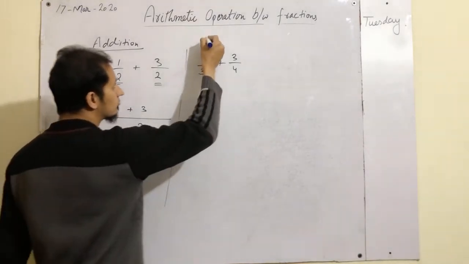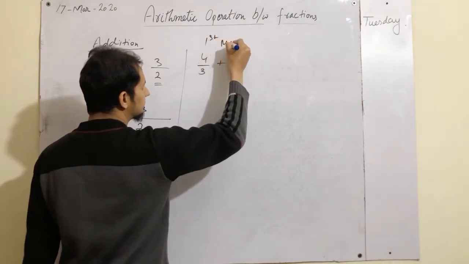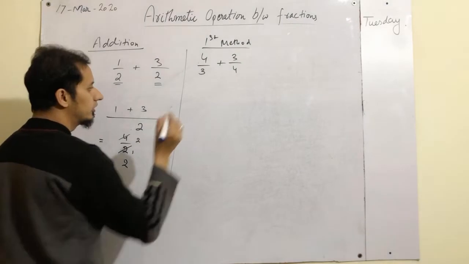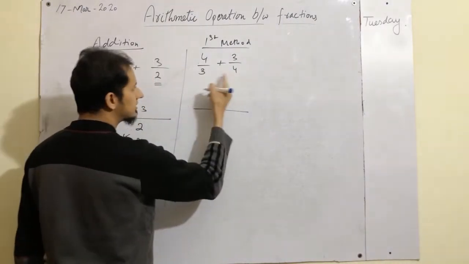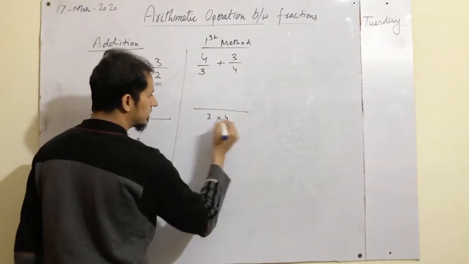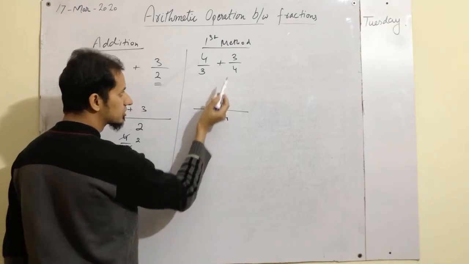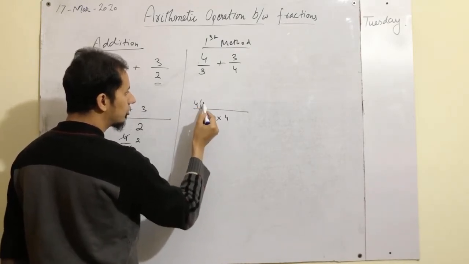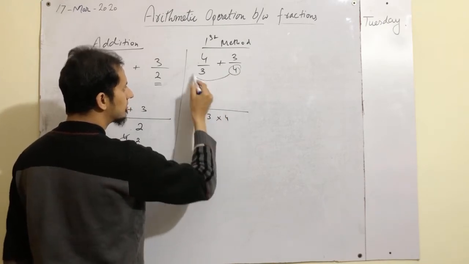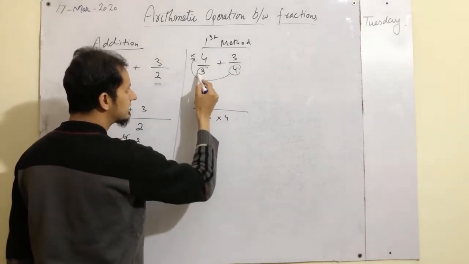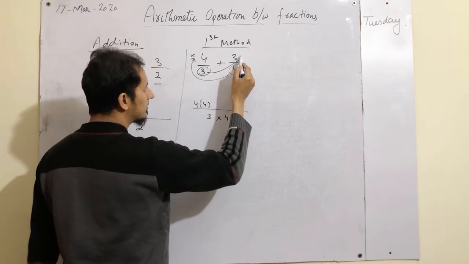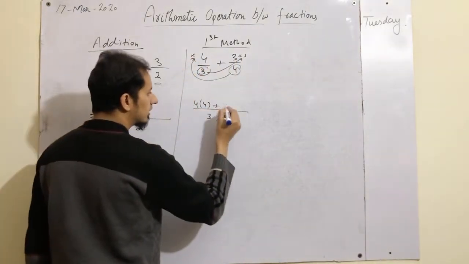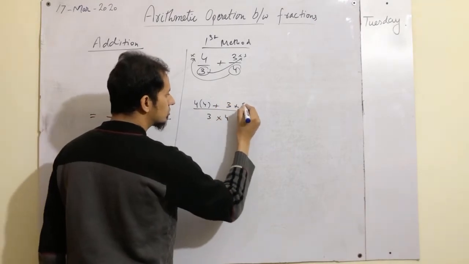The first method is simple. How can we solve it? We multiply these two numbers in the denominator, and by cross multiplication, I multiply this 4 by this 4, and this 3 by this 3 in the numerator, and we write it like this, 3 into 3.